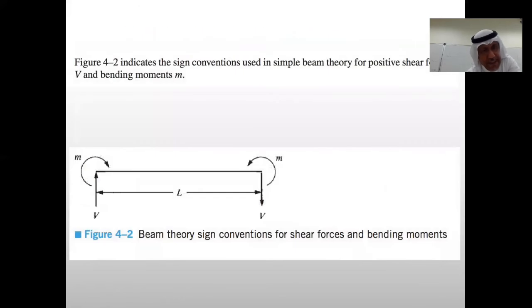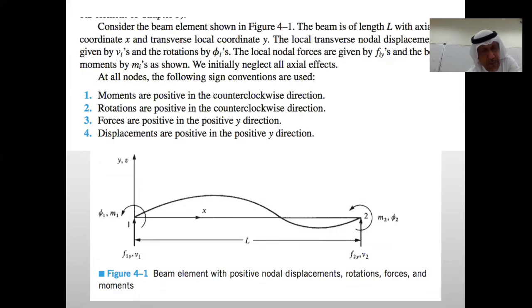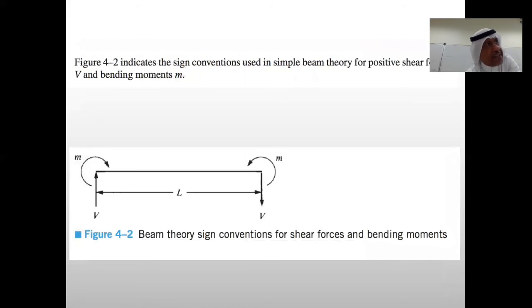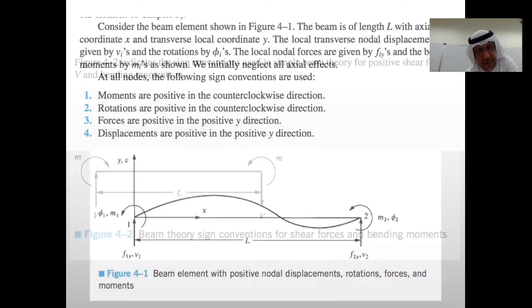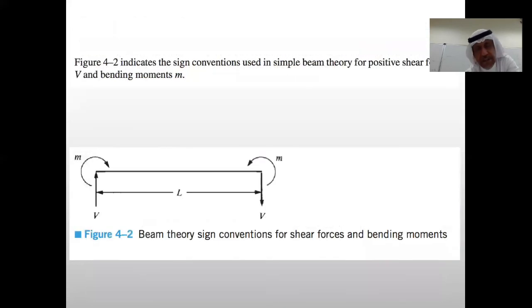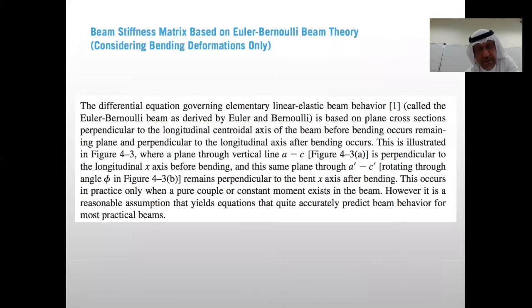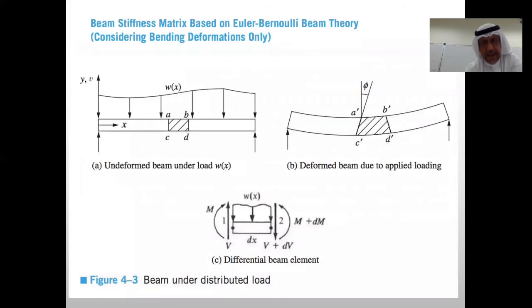Okay, what about the moment? M1 equals minus M, right? Because it's opposite. Okay, what about node 2? Node 2. Shear equals minus, and the moment equals moment, right? Very good. Very good.